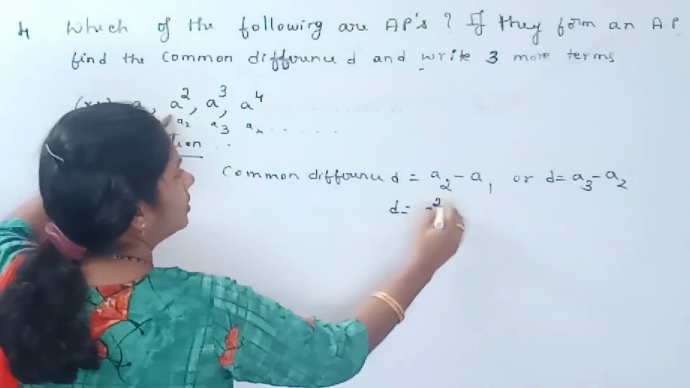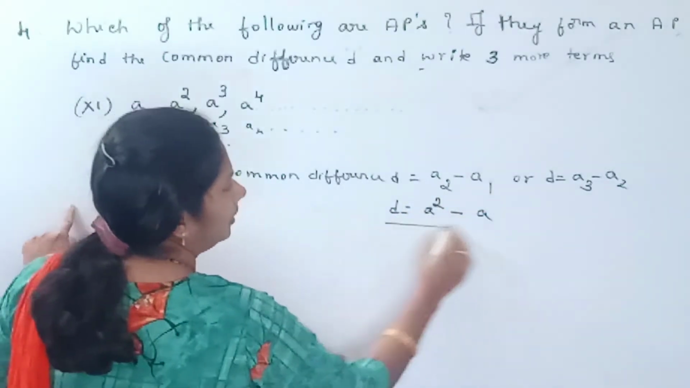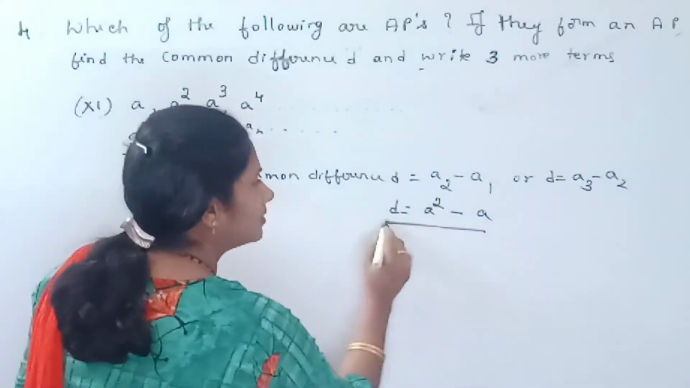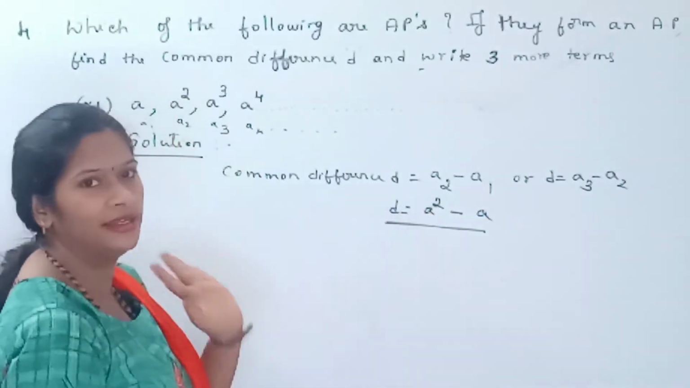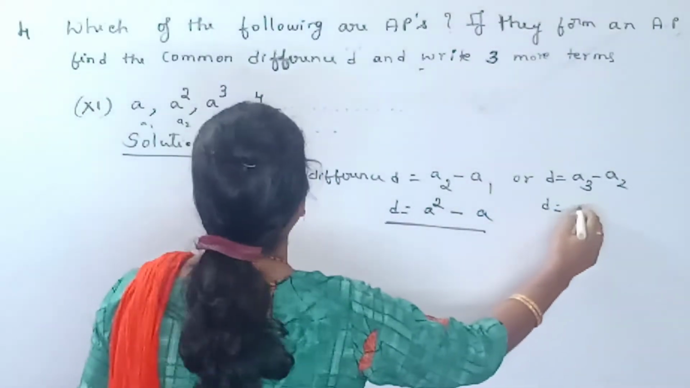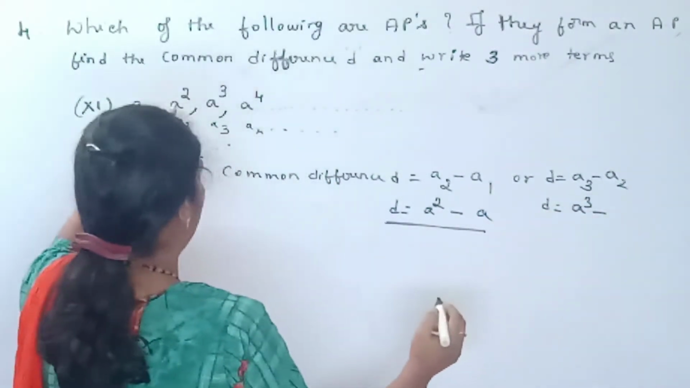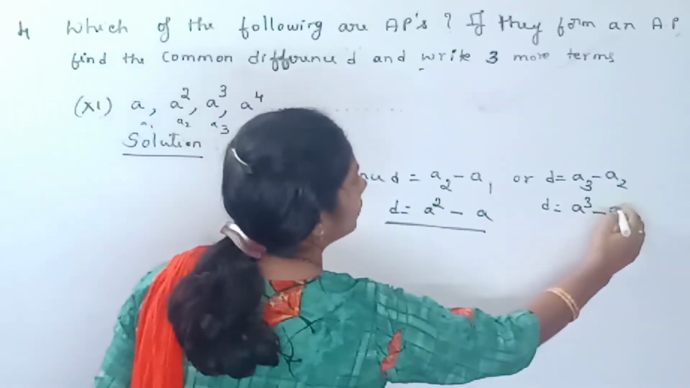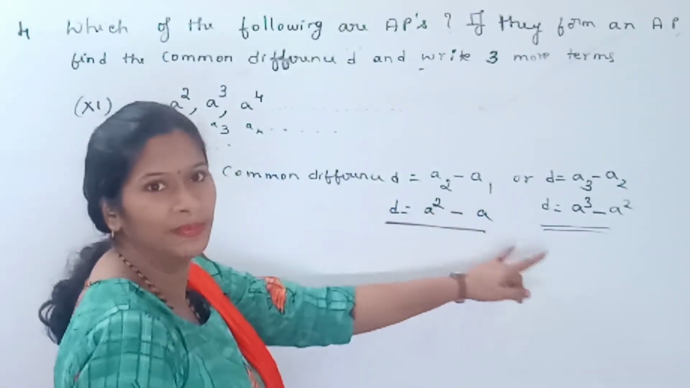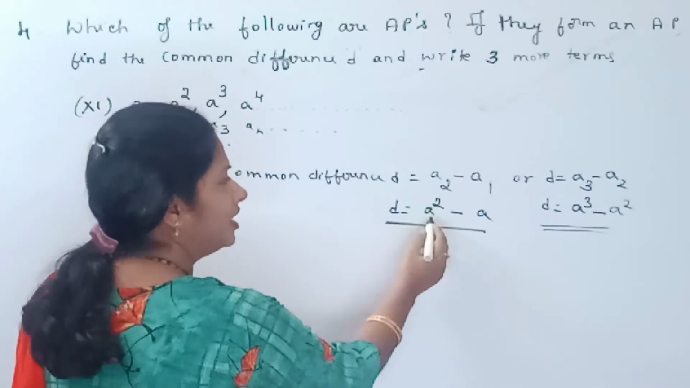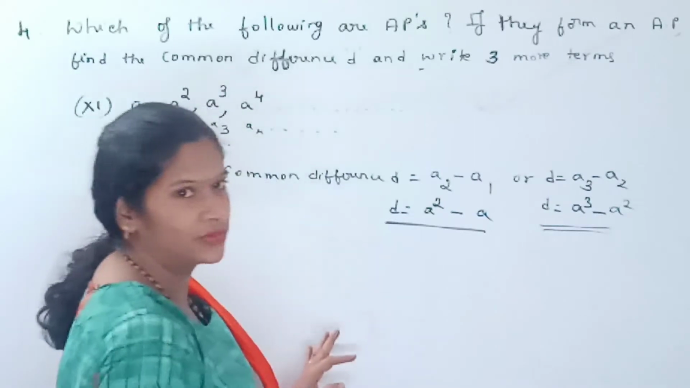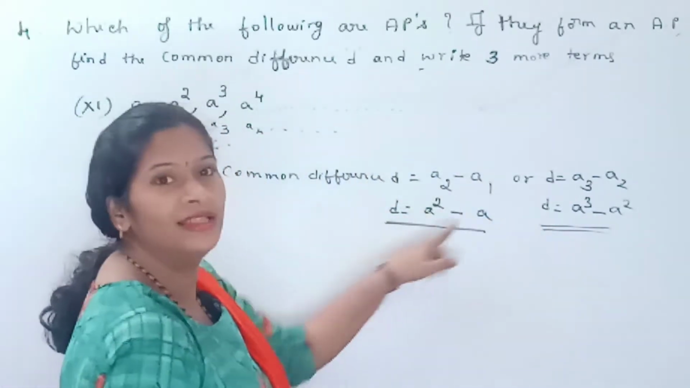Second term is A square minus first term is A. Now you cannot subtract A from A square, children. So this is the final answer. Common difference is A square minus A itself. Got it? Now D equal to A3 value is how much? It is A cube minus second term, it is A square. So can you subtract, children? No, isn't it? If the powers are different, you cannot subtract. So common difference here we got A square minus A, and here the common difference is A cube minus A square. Therefore, this common difference is not same.